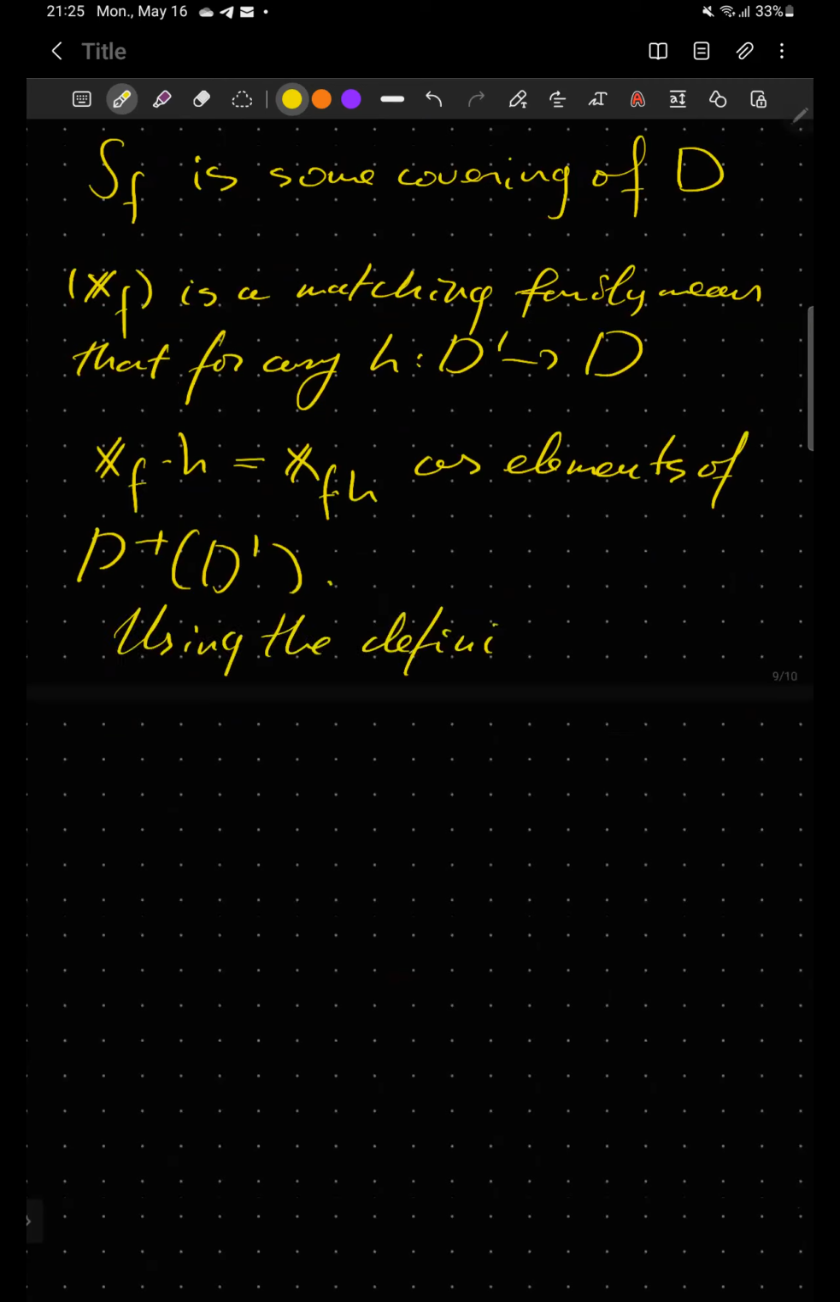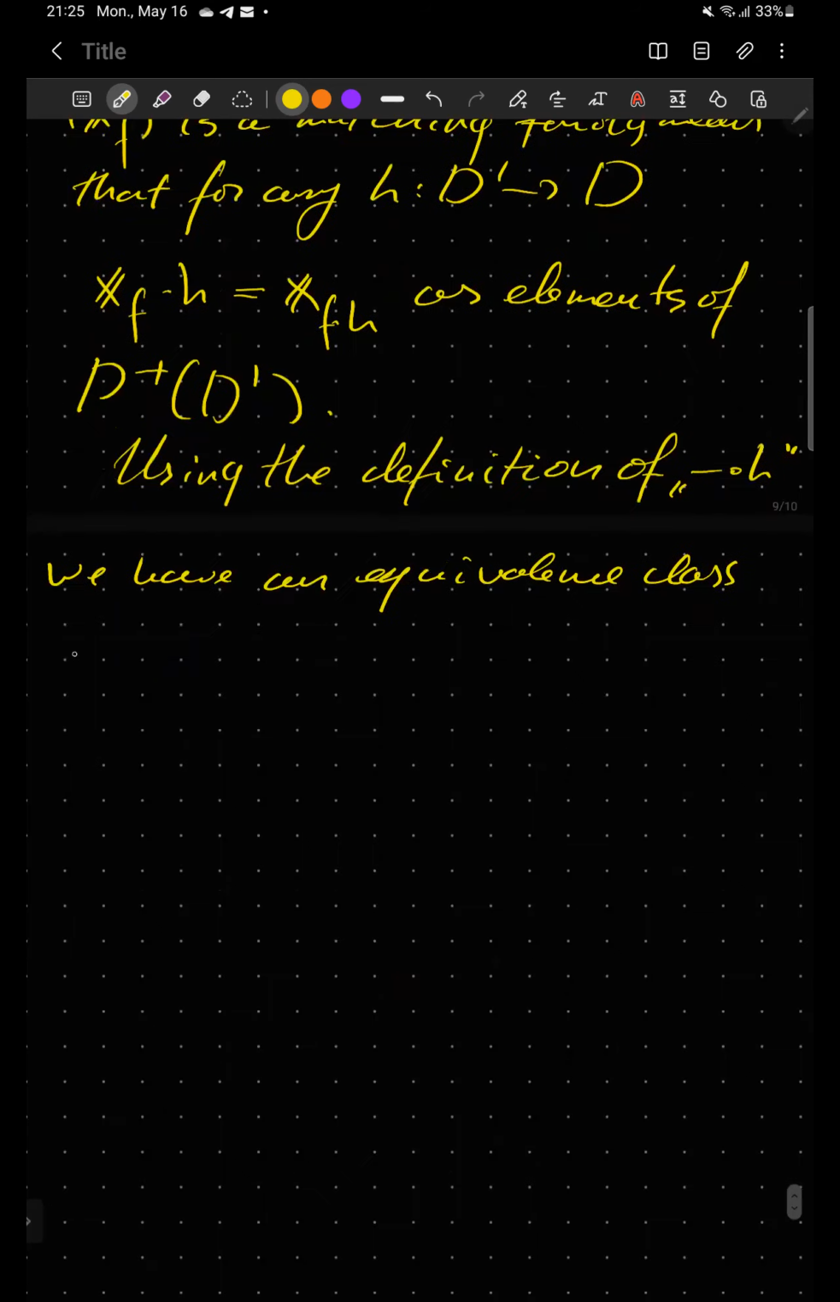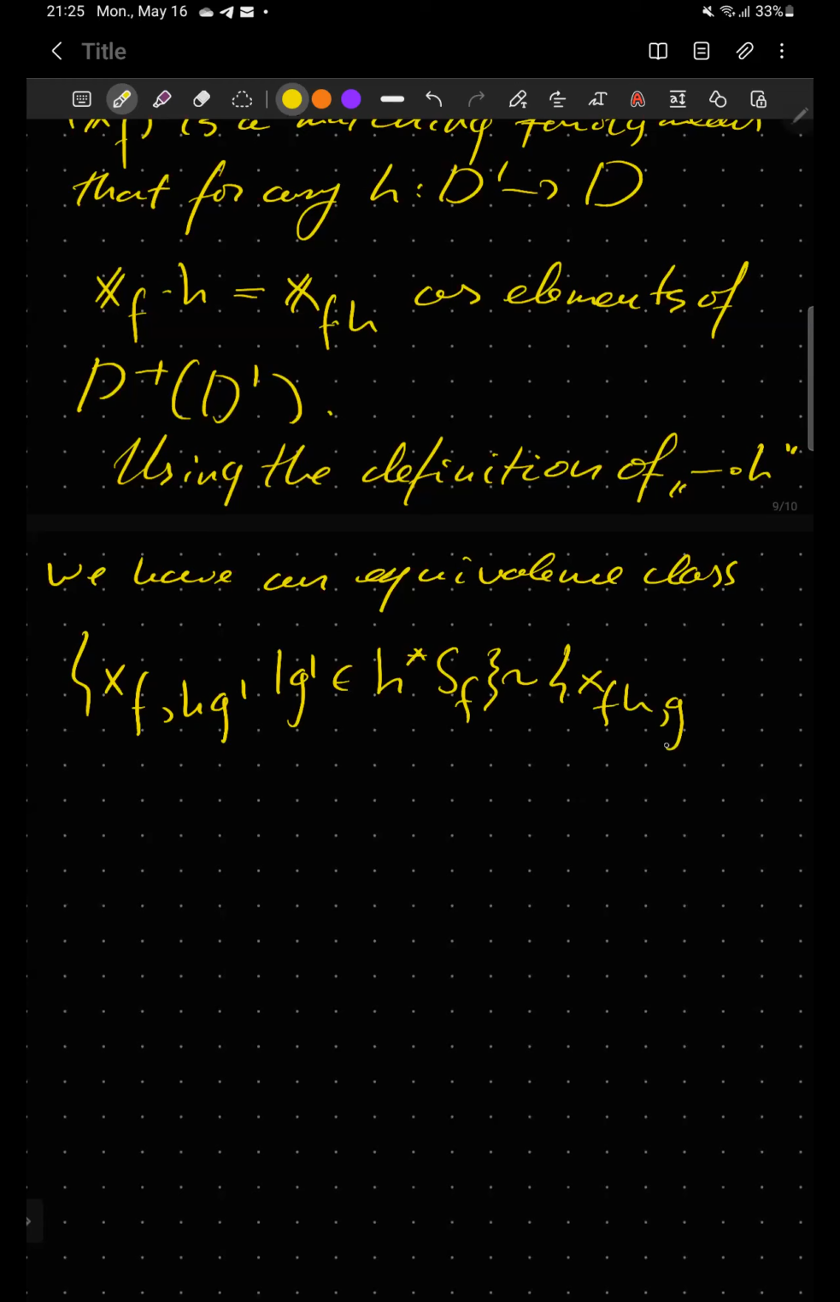Using the definition of this guy here, we have an equivalence class x f h g prime, where g prime belongs to h star of S f. And this is equivalent to x f h g, where g is contained in S f h.